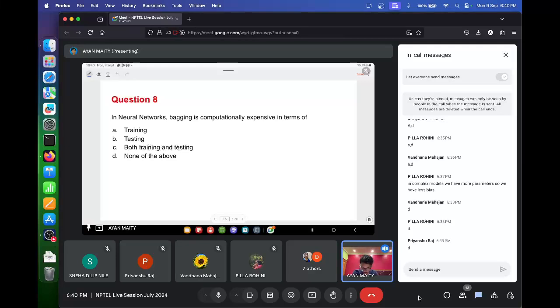Now question 8. In neural networks, bagging is computationally expensive in terms of training, testing, both training and testing, and none of the above.